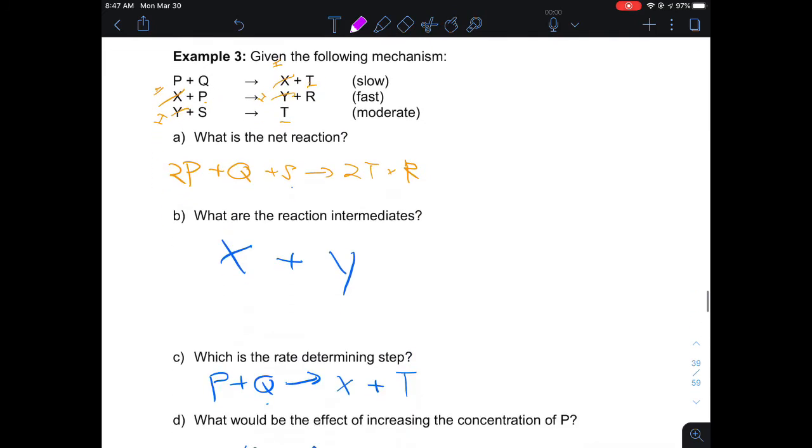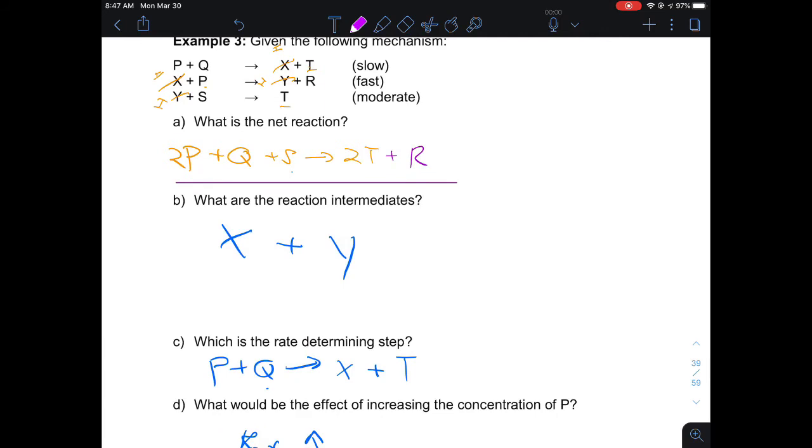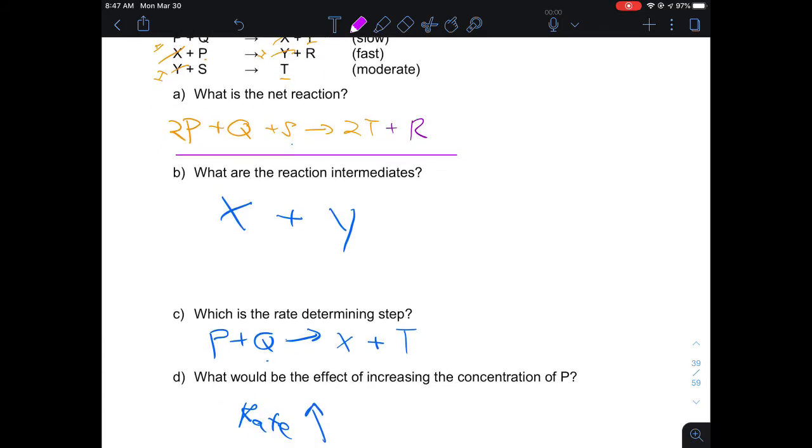So let's look at this reaction mechanism here. So notice that in this reaction mechanism, we add everything together. We did this in the live stream, and you can see the summed net reaction here. So we get this summed reaction, but we notice that the reaction intermediates, we identified those, X and Y, but notice that in the rate determining step, we only have P and Q.